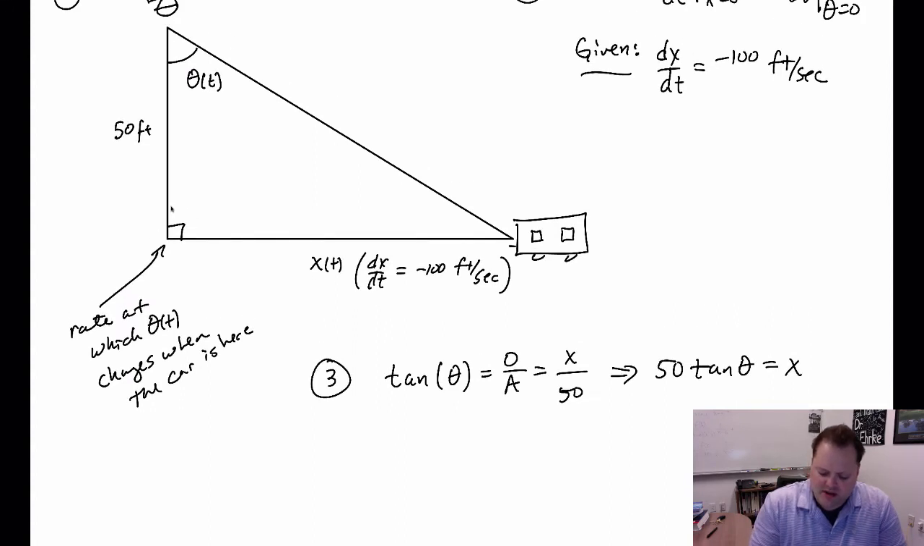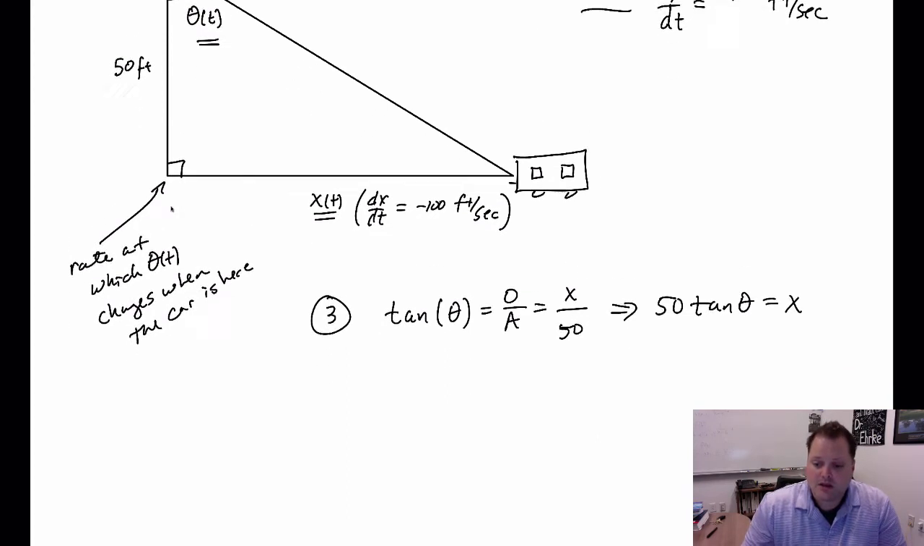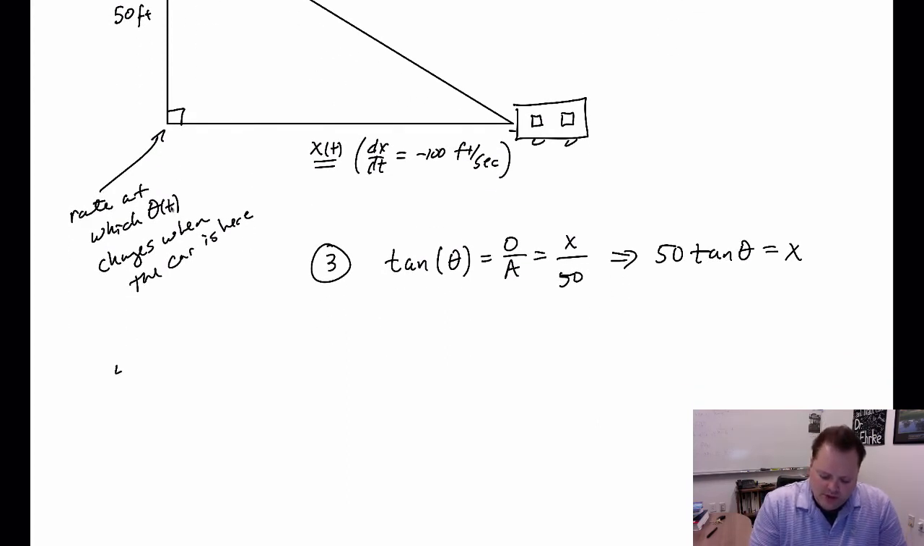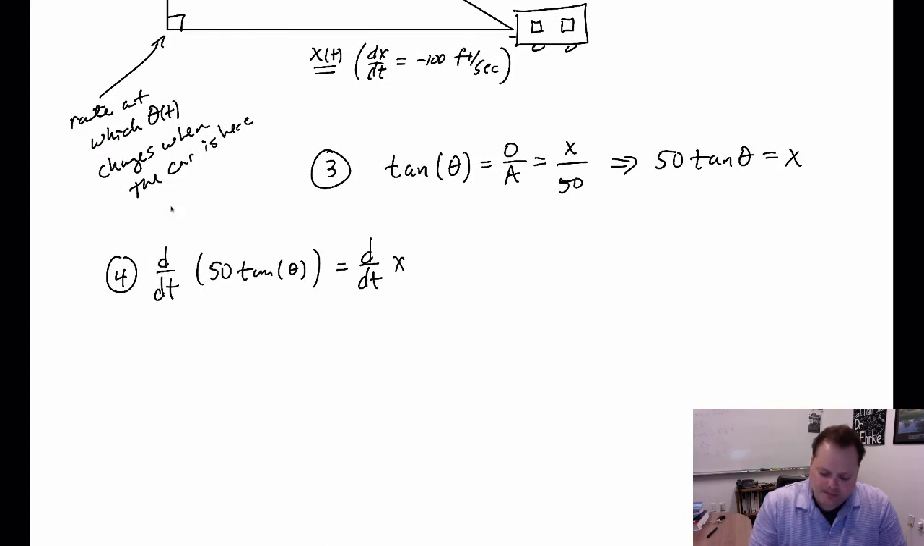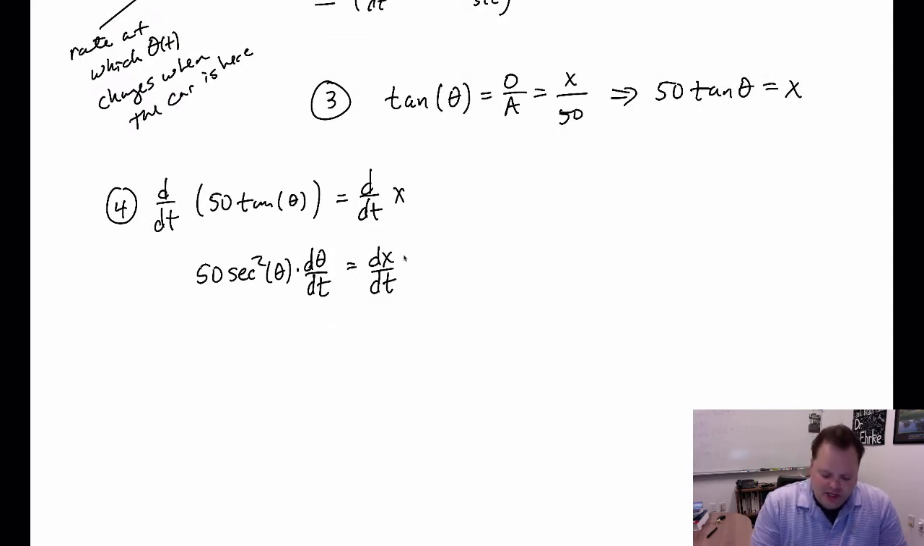And keep in mind here, both theta and x are functions of time. So on step 4, when I go to differentiate these, I should differentiate with respect to time. So differentiate tangent of theta and differentiate x. So the derivative of tangent, if you recall, is secant squared. So on this left-hand side, this would be 50 secant squared theta, but then I have to multiply by theta's derivative. And over here on the right, the derivative of x is just, we would say, dx dt. Okay, so I've done my differentiating.